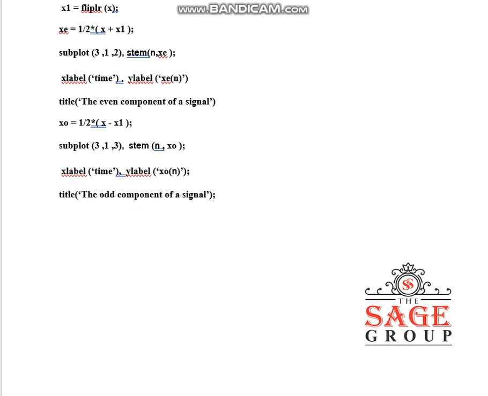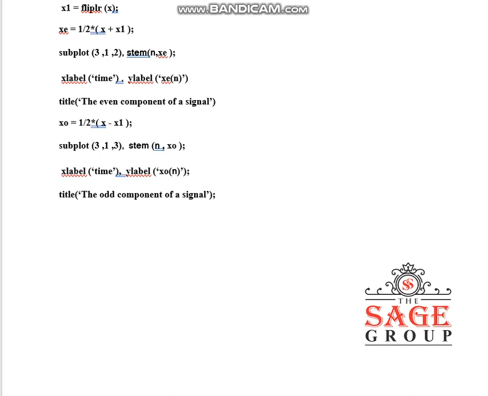Now for finding the folded signal, x1 is equal to fliplr of x. Now the even component is given by the formula half into x plus x1. Now for plotting this even component, I'll use the command subplot(3,1,2), stem(n, xe). We know that the stem command is used for plotting a discrete time signal. Now xlabel time and ylabel will be xe(n). The title will be the even component of a signal.